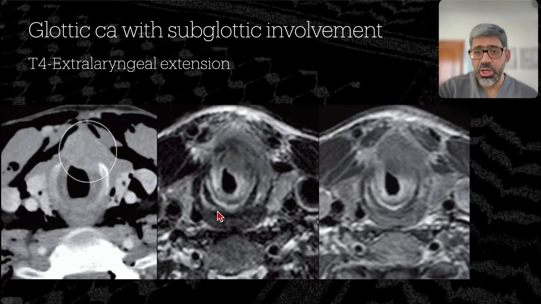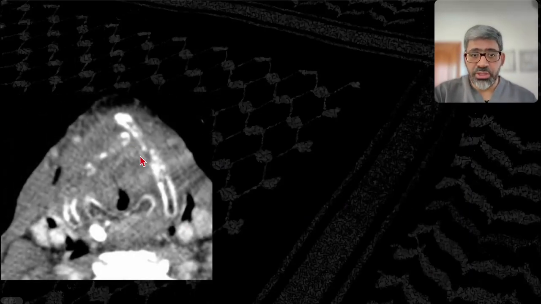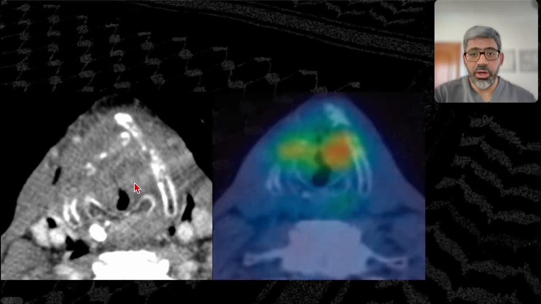If you do MR imaging, you can more clearly see this poorly contrast enhancing tumor, which involves the subglottic larynx. This is a more advanced case of recurrent subglottic cancer associated with cartilage.